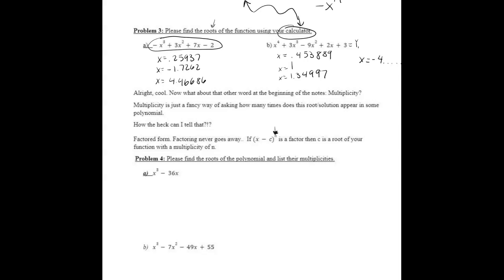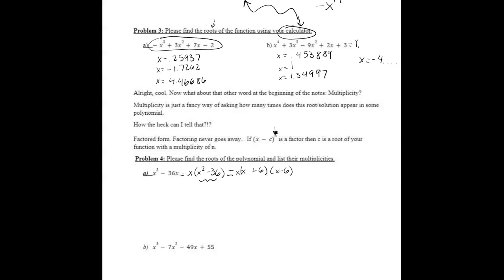So problem 4 says, please find the roots of the polynomial and list their multiplicities. So the first thing we've got to do is factor this. Well, first thing I look for when I factor is a greatest common factor. For the love of everything, please look for a GCF first. So I should find that x goes into both of those, and then I get x squared minus 36 left over. And then we should recognize this as a difference of squares. So factoring that further, I should get x plus 6, x minus 6, and I still have that x out in front.